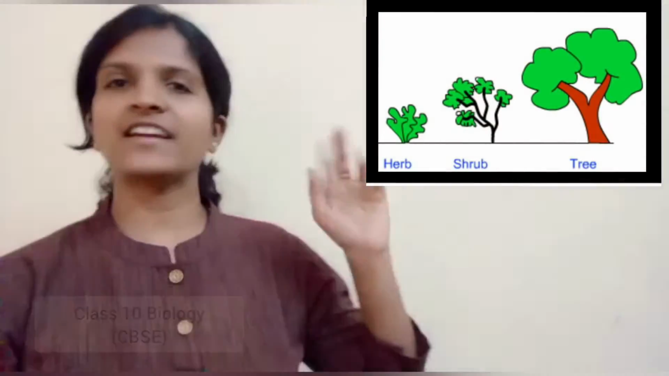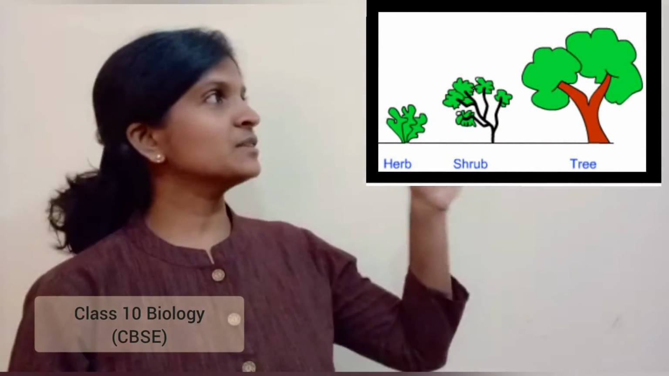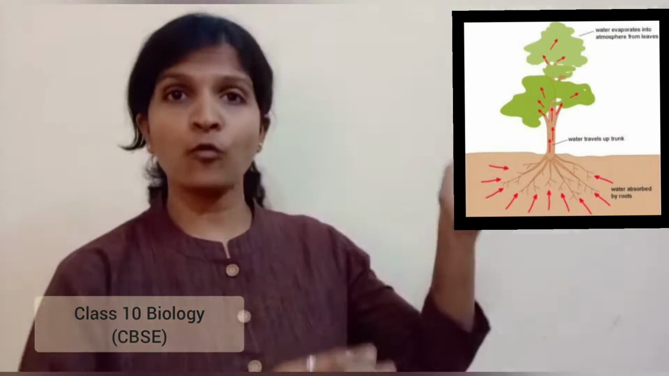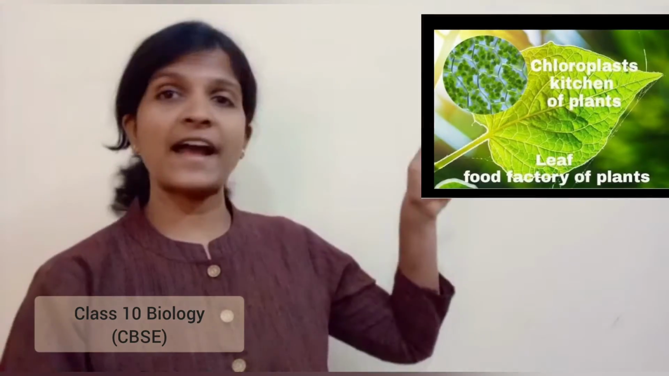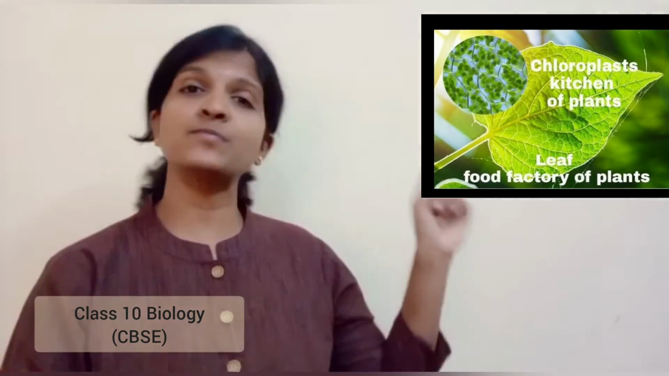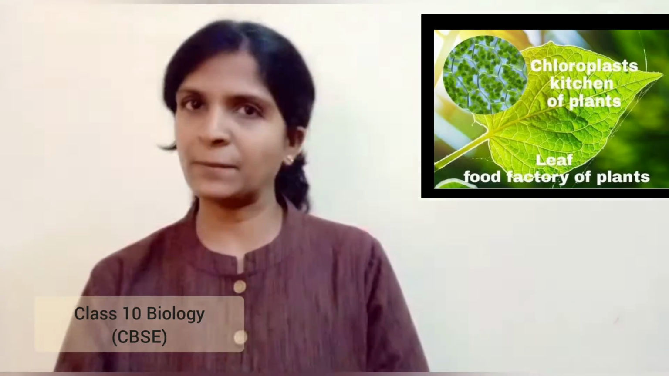In today's session, we are going to see about the transportation in plants. There are three different kinds of plants, that is herbs, shrubs and trees. Plants need to transport water from the root to the leaves. Then the food manufactured in the leaves has to be transported to different parts of the plant.